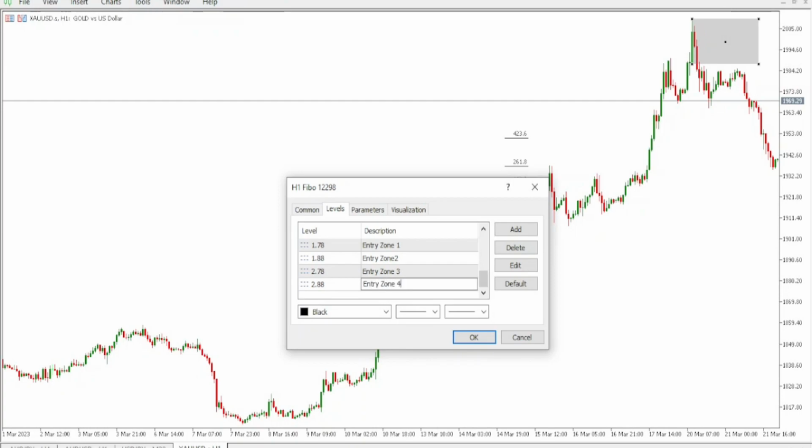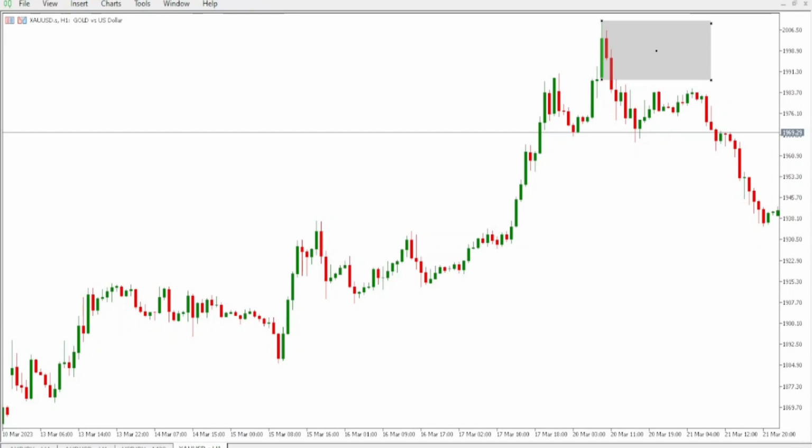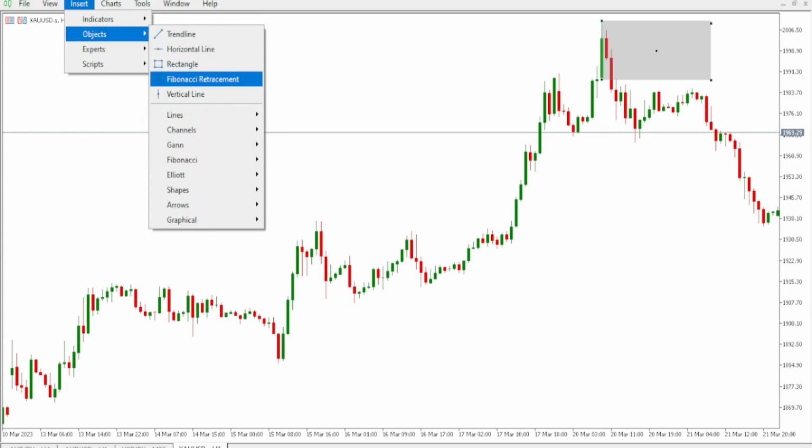Once we are done setting the Fibonacci up, let's look at how we'll implement this into our strategy and hopefully profit from it in the long run. So once we're done setting our Fibonacci levels, next step is to add it to our chart, obviously. So we click on insert, object, Fibonacci retracement.